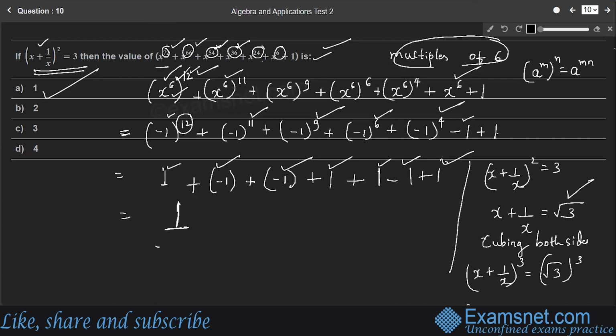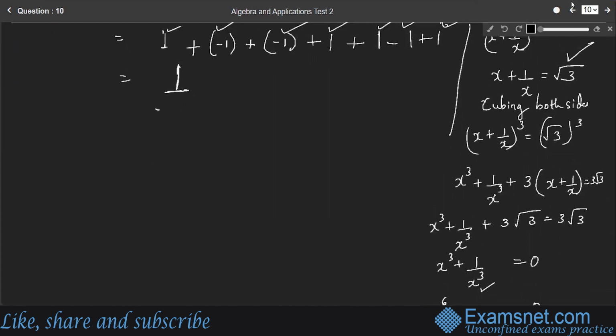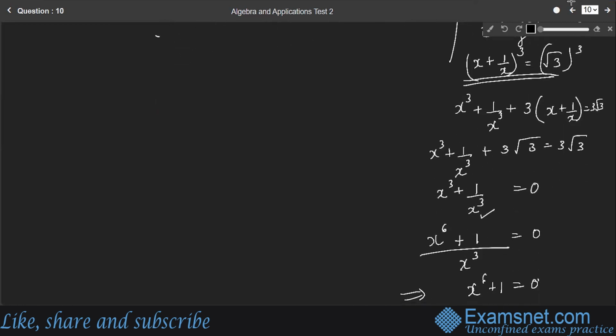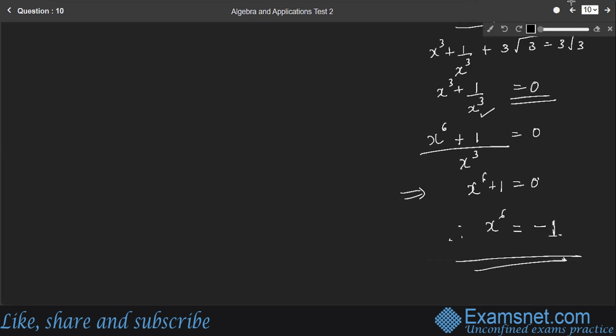For that, let us use the given equation, x plus 1 by x the whole square is equal to 3, right? After simplification, you will get x plus 1 by x as root 3. So cubing both sides, both LHS and RHS, and applying the formula of a plus b whole cube, you will get x cube plus 1 by x cube as 0, right? Let us take x cube as LCM here.